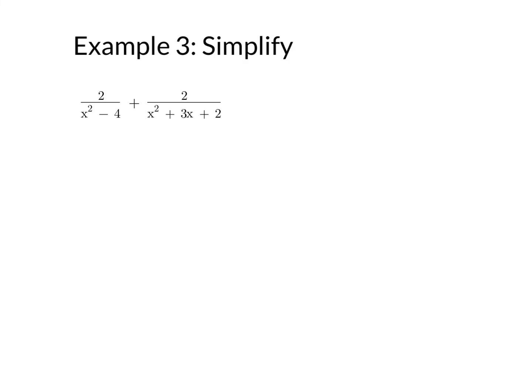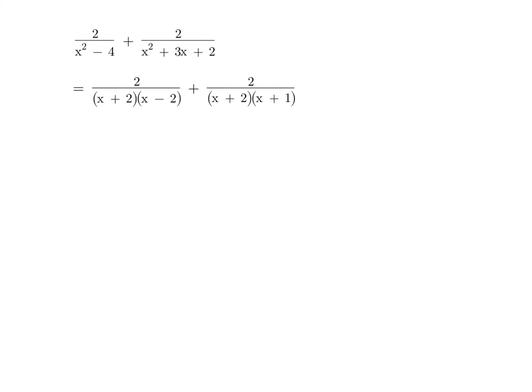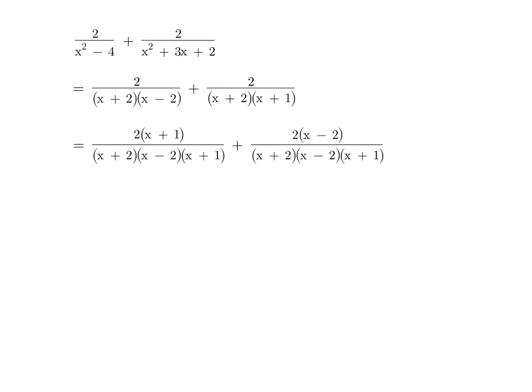Third example. Now we're going to have to factorise both denominators. So the first one's a difference of two squares, which is x plus 2, x minus 2. The second one we can use PSF to factorise, and we get x plus 2, x plus 1 as our denominator. Notice on the denominators that both have an x plus 2, so I only need to take one of those. So my denominator becomes x plus 2, x minus 2, and x plus 1. So I need one of each bracket.